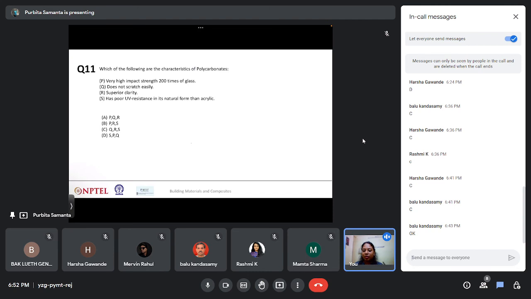Okay, so now we have our 11th question, which is: which of the following are characteristics of polycarbonates? Polycarbonate is another type of plastic. So statement P says it has very high impact strength, 200 times that of glass, does not scratch easily, has superior clarity, and has poor UV resistance in its natural form compared to acrylic.